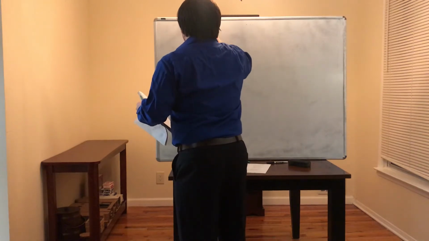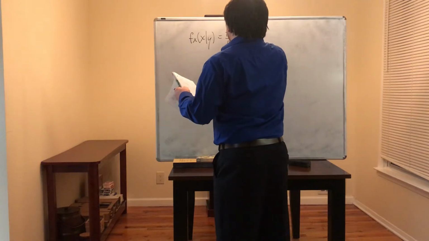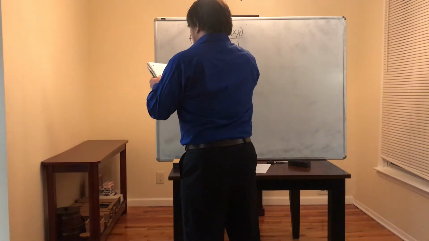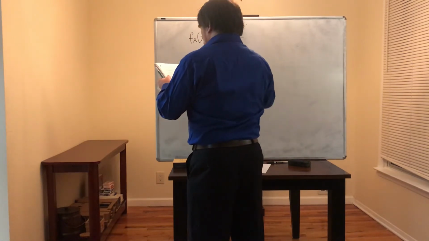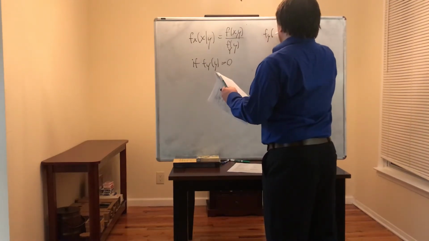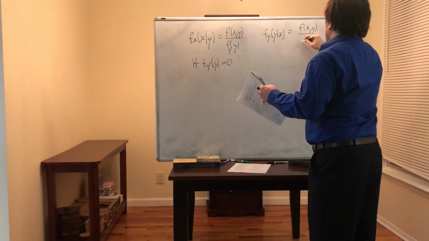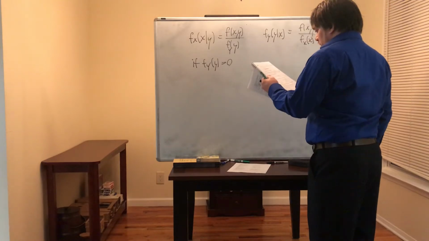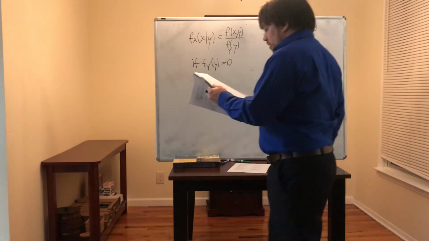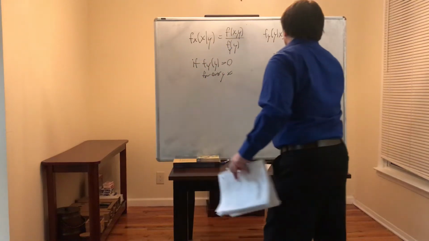f sub x of x given y is equal to f of x comma y over f sub y of y, and this is if f sub y of y is positive. And f sub y of y given x is equal to f of x comma y over f sub x of x, and this is if f sub x of x is positive. And so this is true for every x, and this is true for every y.